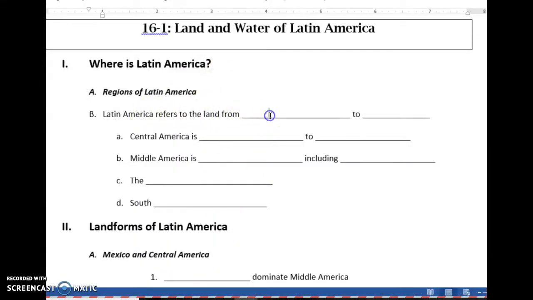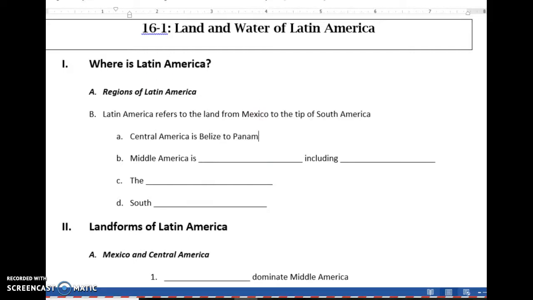So Latin America refers to the land from Mexico to the tip of South America. Essentially, Central America is from Belize to Panama, and Middle America is basically Mexico to Panama, which includes Central America. So it's an overlapping region.